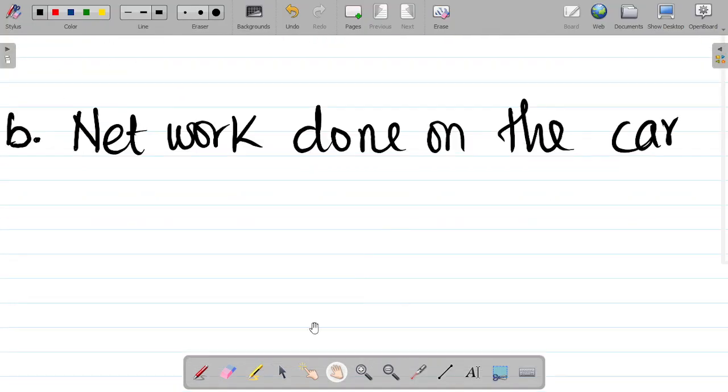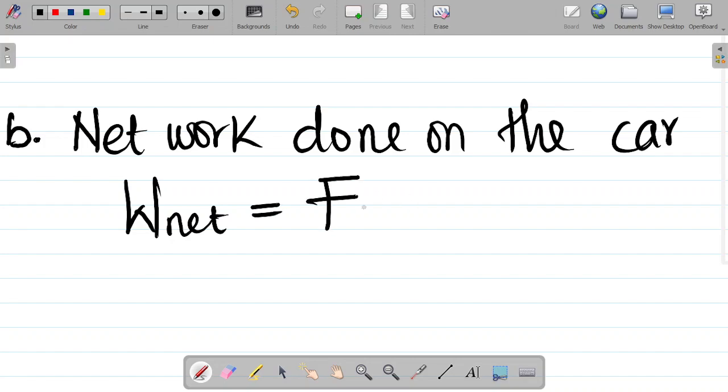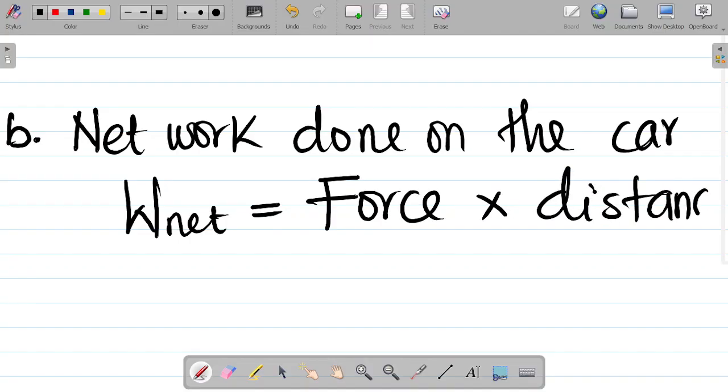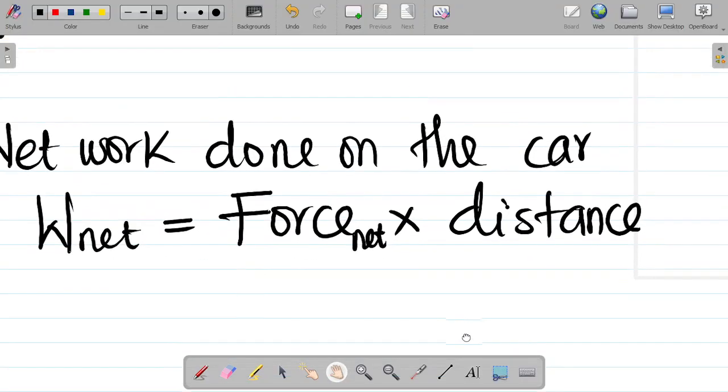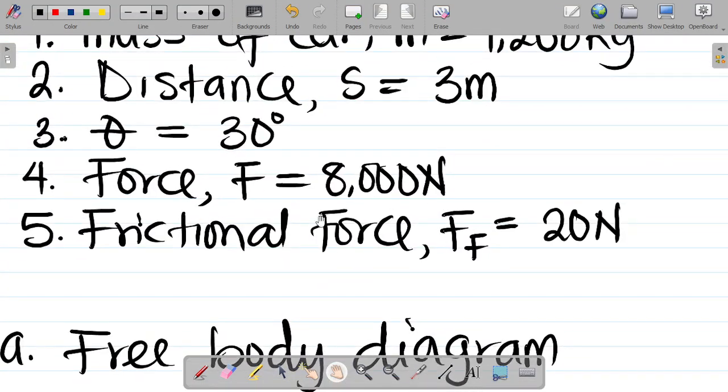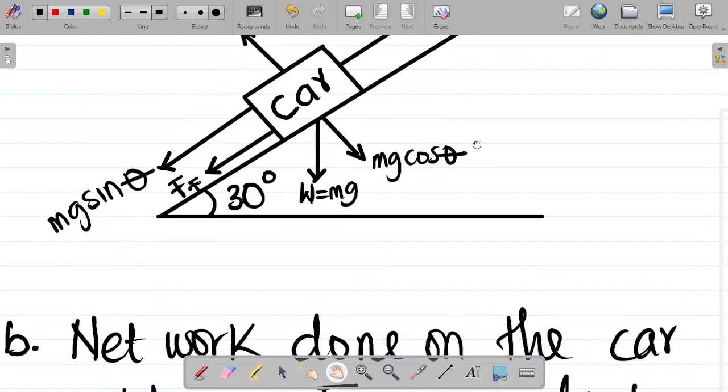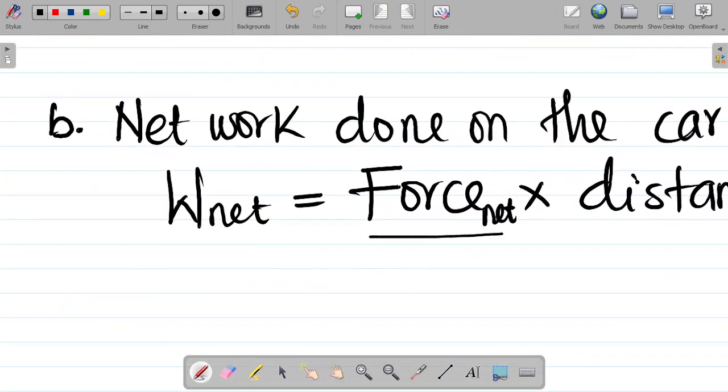Let's record that work done, W net, the net work done. On a normal basis, work is equal to force times distance. The reason they said net work and not just work is that there are many forces at play here, so it becomes not just force but net force. So W net is the net force times the distance. We already have the distance S as 3 meters. Our task now is to find the value of the net force.